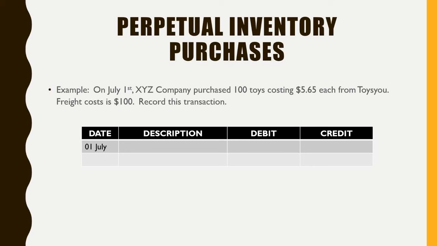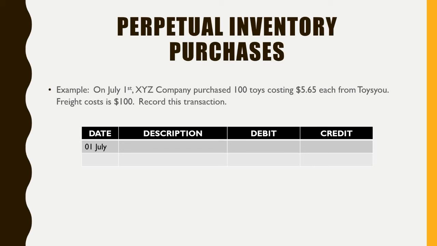In this case, on July 1st, XYZ company purchases 100 toys that cost $5.65 each from Toys U. Freight here is considered as $100. The question here is, I want you to be able to record or journalize this transaction.